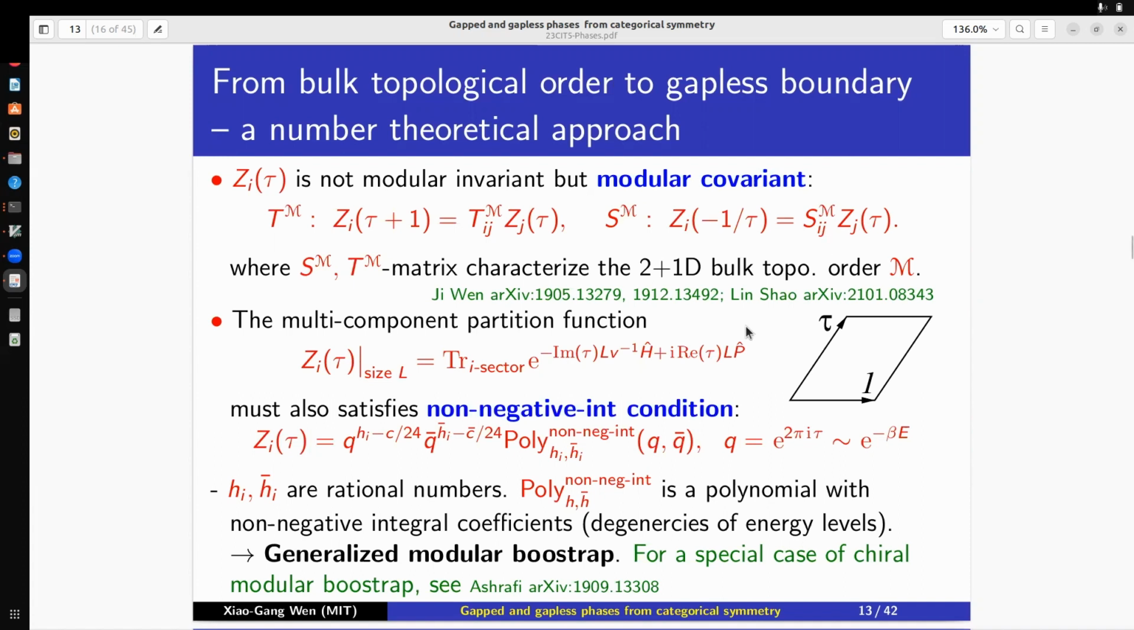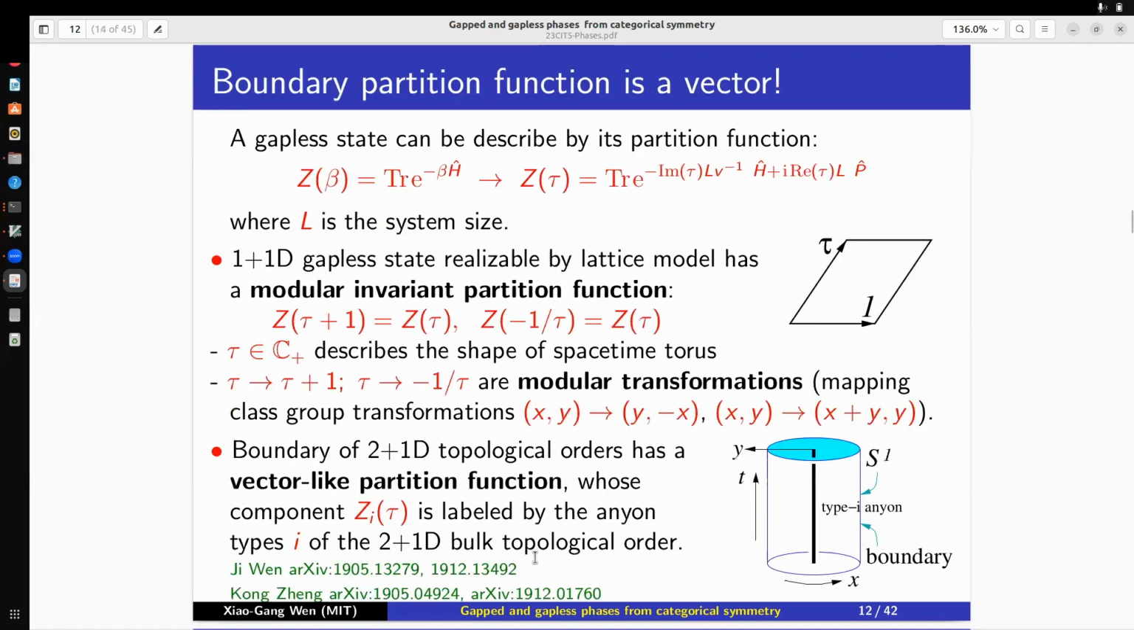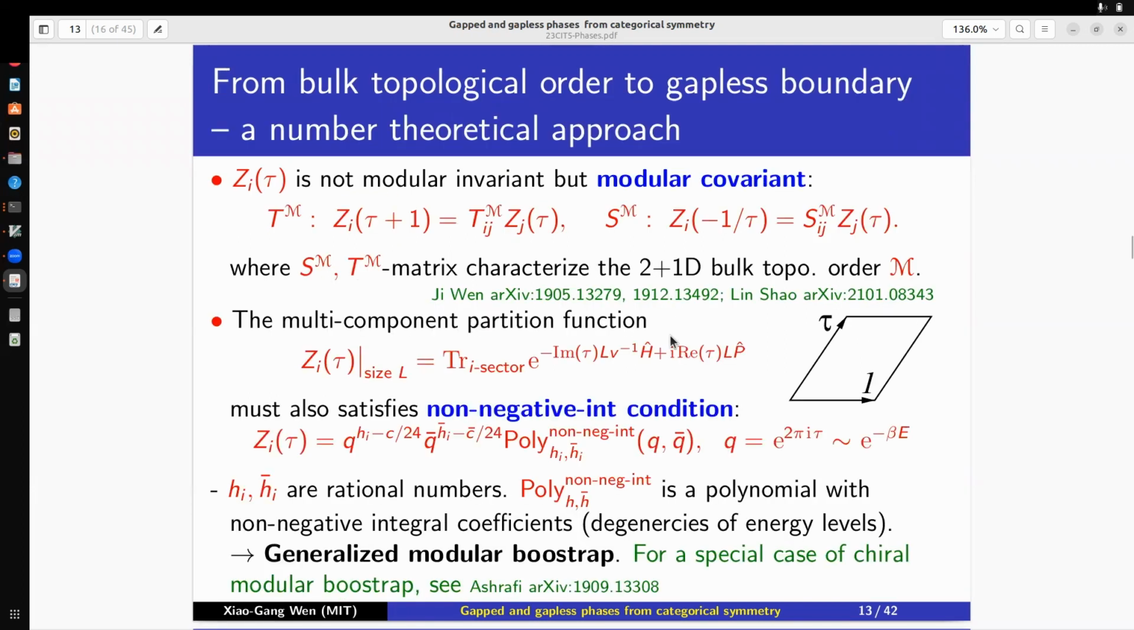The essence of this approach really is a number theoretical approach. This approach is very similar to the so-called modular bootstrap. The modular bootstrap does the same thing, but for a modular invariant partition function. We can generalize it slightly to a generalized modular bootstrap, where we use a modular covariant multi-component partition function. It's a slight generalization.